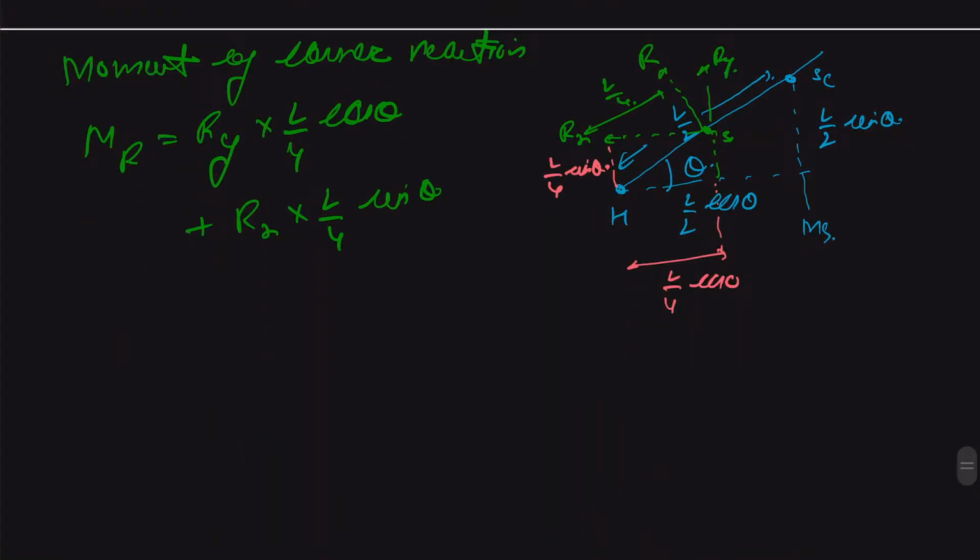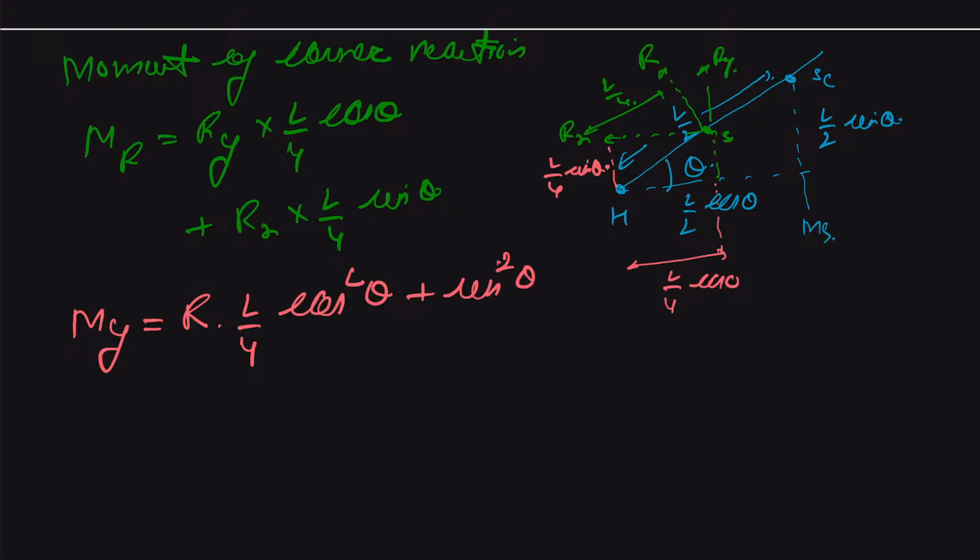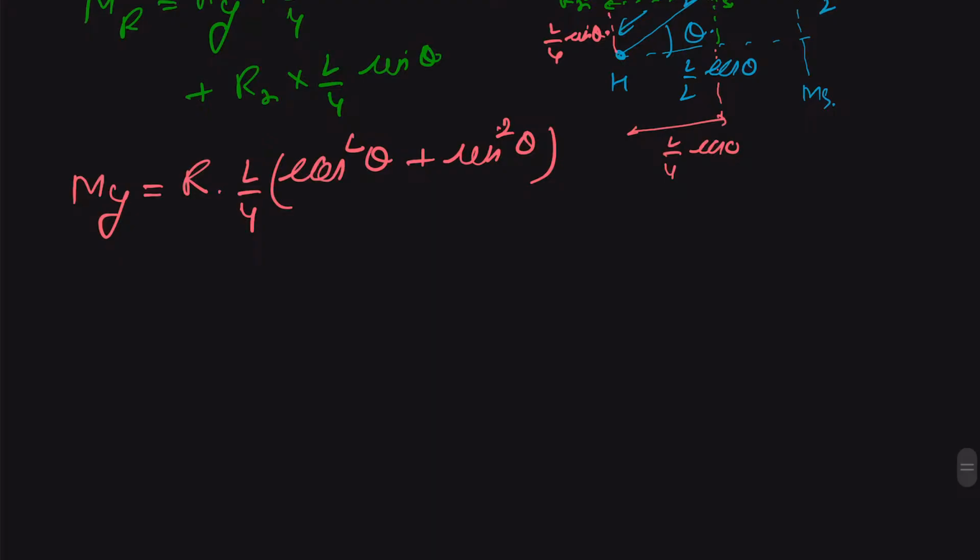Therefore, we can write that M of R will be equal to R times L by 4 times cos squared theta plus sin squared theta, and we can take this as common. Therefore we get M of R is equal to R L by 4.